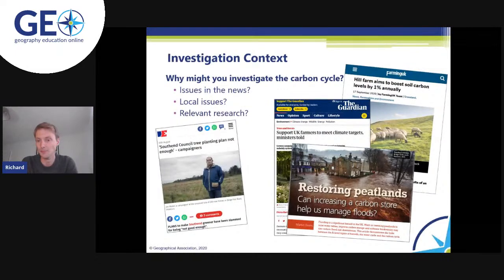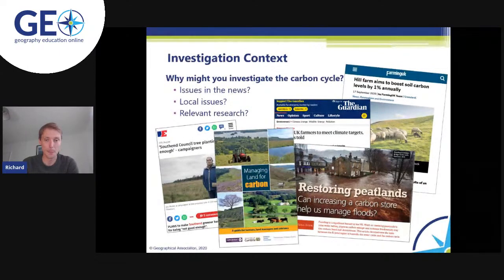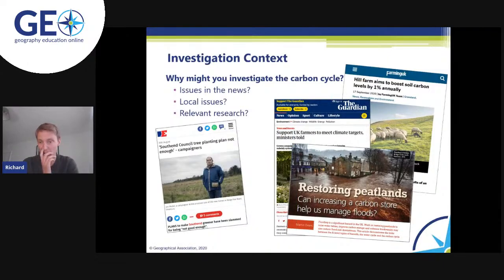There is the big issue of our wasted peatlands up in the hills in the north of England and Wales. There's quite a lot of research going into ways of capturing more carbon in peatlands. That article there is from Geography Review. So if you have access to that, it's a really good source of lots of useful background information as well.